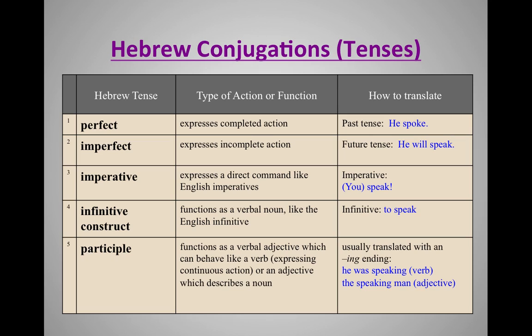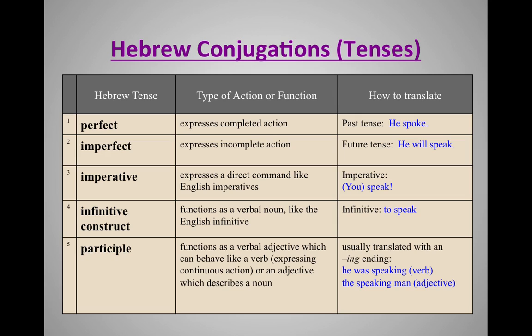In Hebrew, we have some additional types of tenses, or we could also call them conjugations, to talk about. There are 5 conjugations or tenses that you will be aware of in this class. And again, you want to treat learning these tenses like an exercise in vocabulary. There are 5 tenses: perfect, imperfect, imperative, infinitive construct, and participle. Your job is to learn the definition for each of those. Now, each of these conjugations or tenses conveys some type of action or a special function in a sentence.